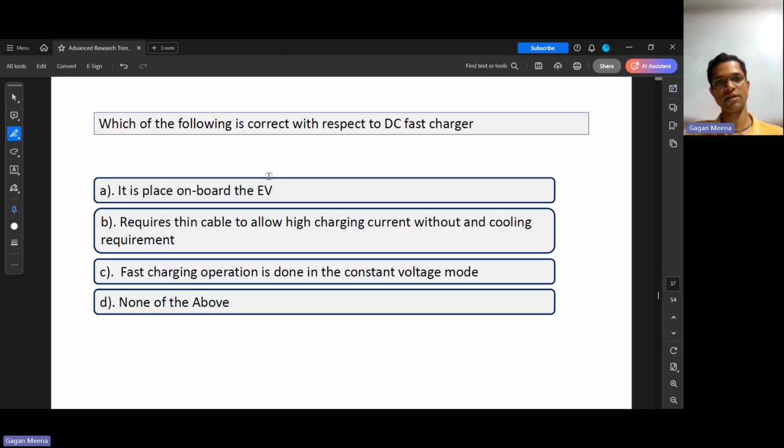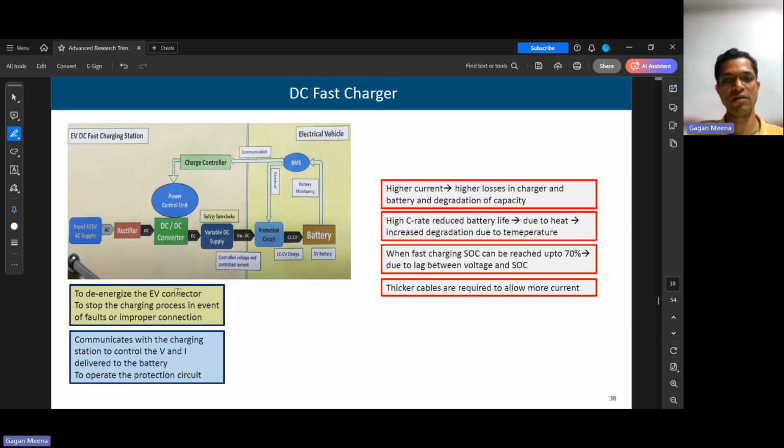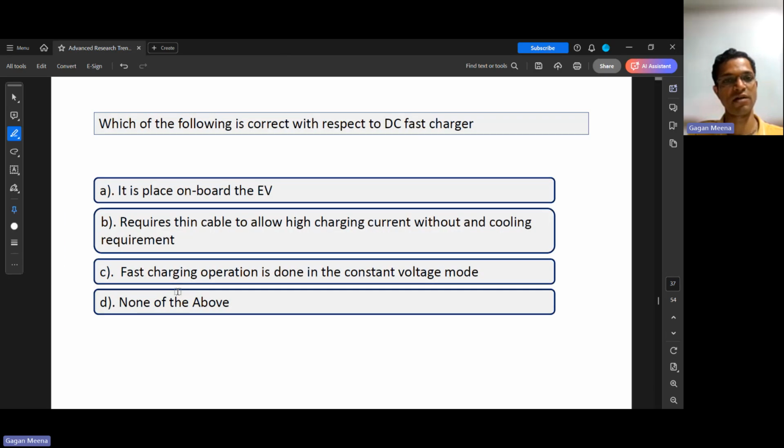Which of the following is correct with respect to the DC fast charger? It is placed on board the EV. Requires thin cable to allow high charging current without cooling. Fast charging operation is done in constant voltage mode. No. Fast charging operation is done in constant current mode, and once it reaches up to 80 to 85%, then constant voltage mode is used. The answer is none of the above.